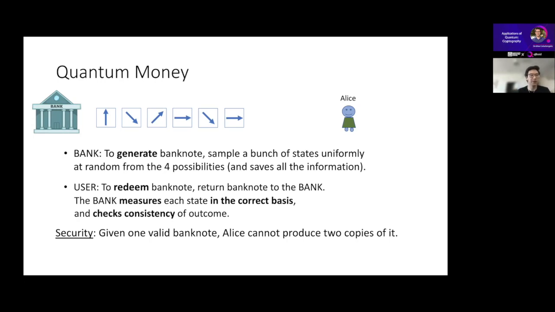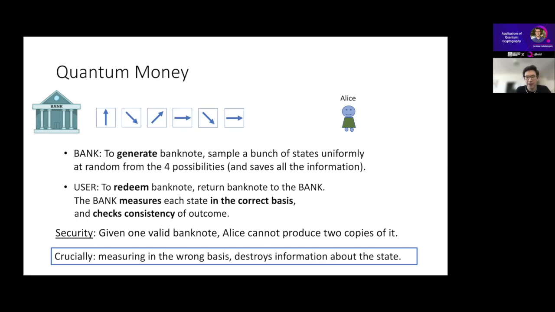And so what is the intuition for security here? Well, first of all, we know that Alice cannot simply copy the state of the qubits that she receives. This is by the no cloning theorem. So what else could she try to do? Well, she could try to measure them to gain some information about the choices made by the bank. However, crucially, Alice does not know the basis choices made by the bank. And so the intuition here is that, similarly as in the key distribution protocol, measuring a qubit in the wrong basis destroys information about the state.